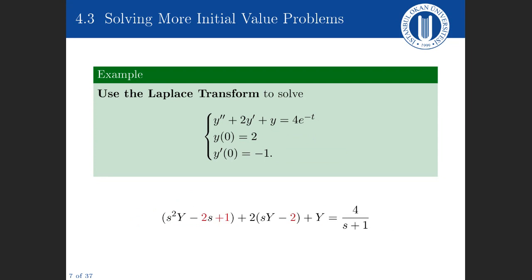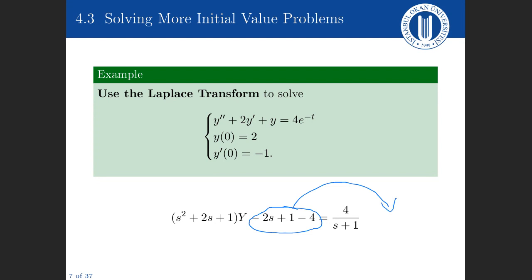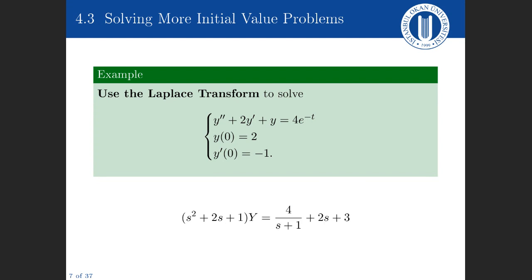Let's rearrange the left-hand side to move all of the capital Y terms together. There we go. And then minus 2s plus 1 minus 4, I'm going to move over to the right side. We can continue to simplify this.